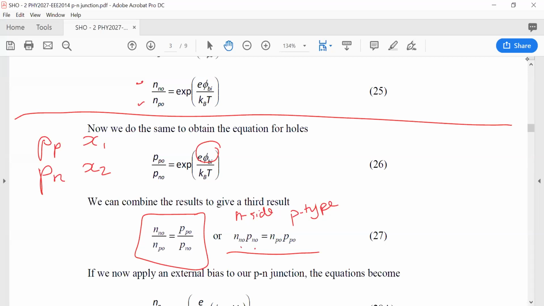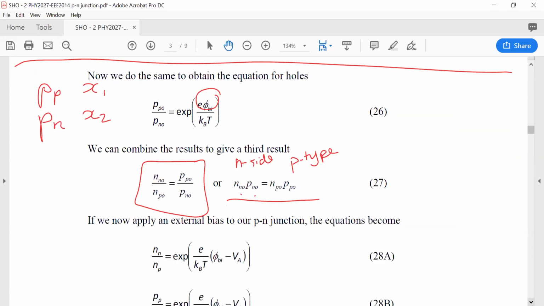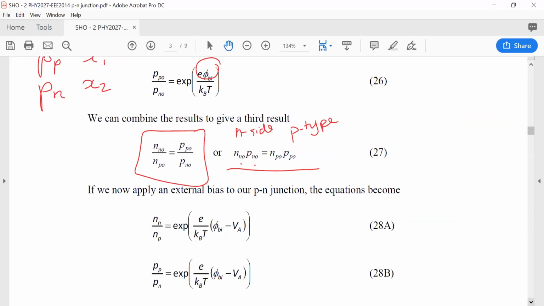These subscripts are N, so it's showing you that the total number of electrons multiplied by the total number of holes is equal to a constant, which is equal to the number of electrons on the P side, N_P, times the number of holes on the P side, P_P. But all of these are for an unbiased junction. This is the situation in equilibrium, which is why we've got these subscript zeros, because no voltage has been applied. But in fact, when we apply a voltage, we need to add that on to the barrier because it changes the barrier height. And so we do that, we can then get to equations 28A and 28B.